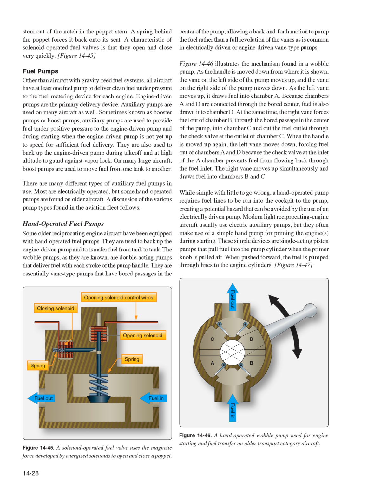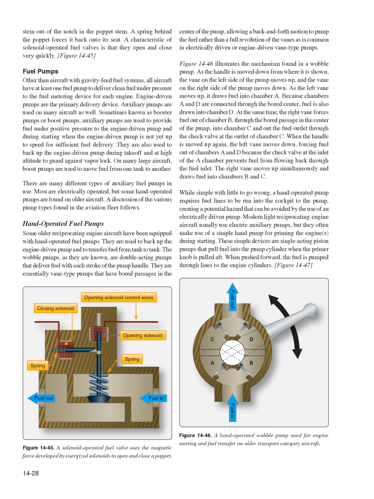There are many different types of auxiliary fuel pumps in use. Most are electrically operated, but some hand-operated pumps are found on older aircraft. A discussion of the various pump types found in the aviation fleet follows. Hand-operated fuel pumps. Some older reciprocating engine aircraft have been equipped with hand-operated fuel pumps. They are used to back up the engine-driven pump and to transfer fuel from tank to tank.